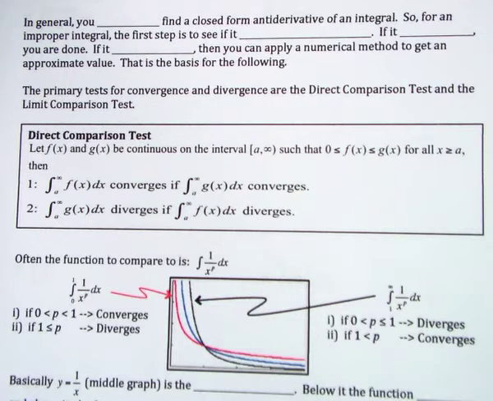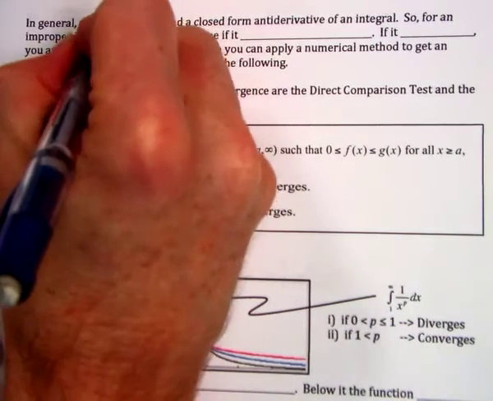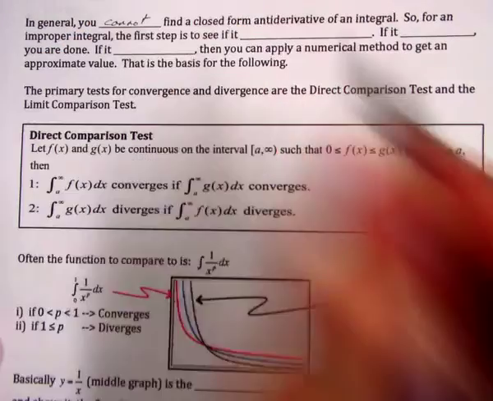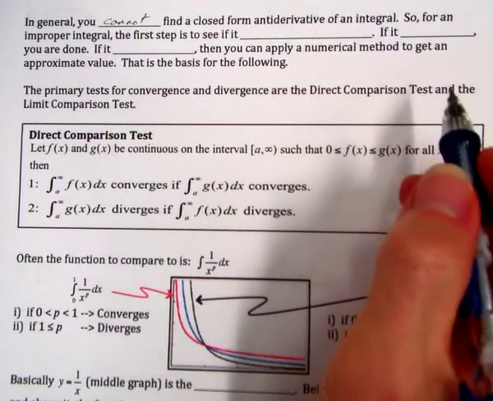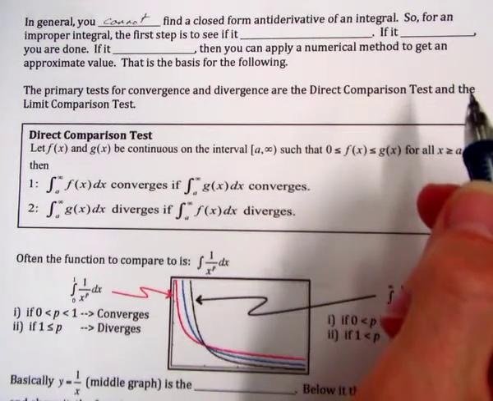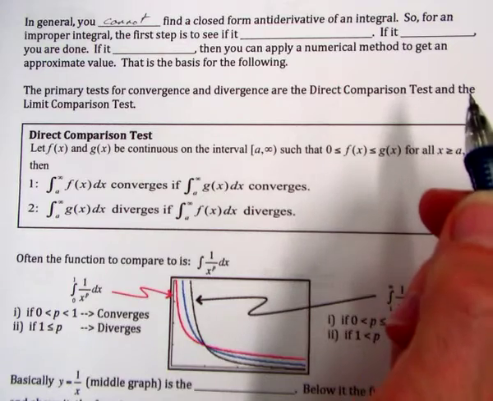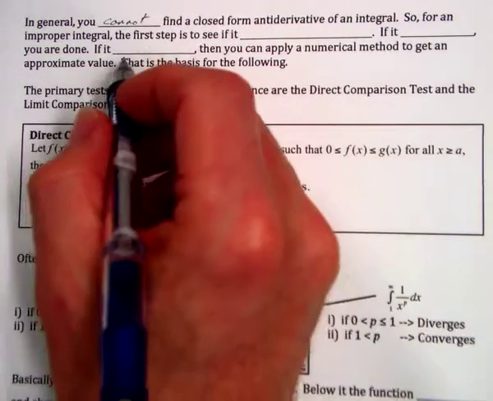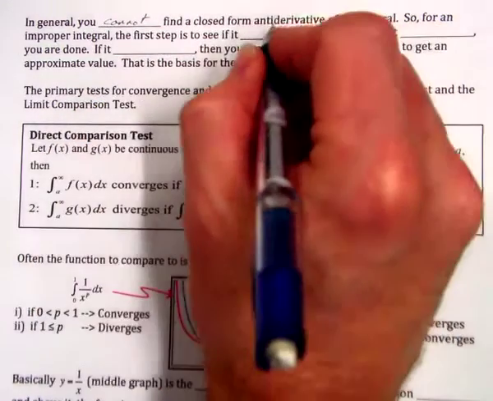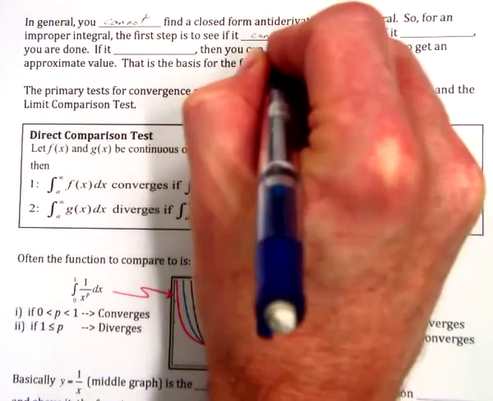Improper integrals. Let's look at convergence tests now. In general, you cannot find the closed form of an antiderivative of an integral. It's similar to how, in general, you can't factor a quadratic. So for an improper integral, the first step is to see if it converges or diverges.